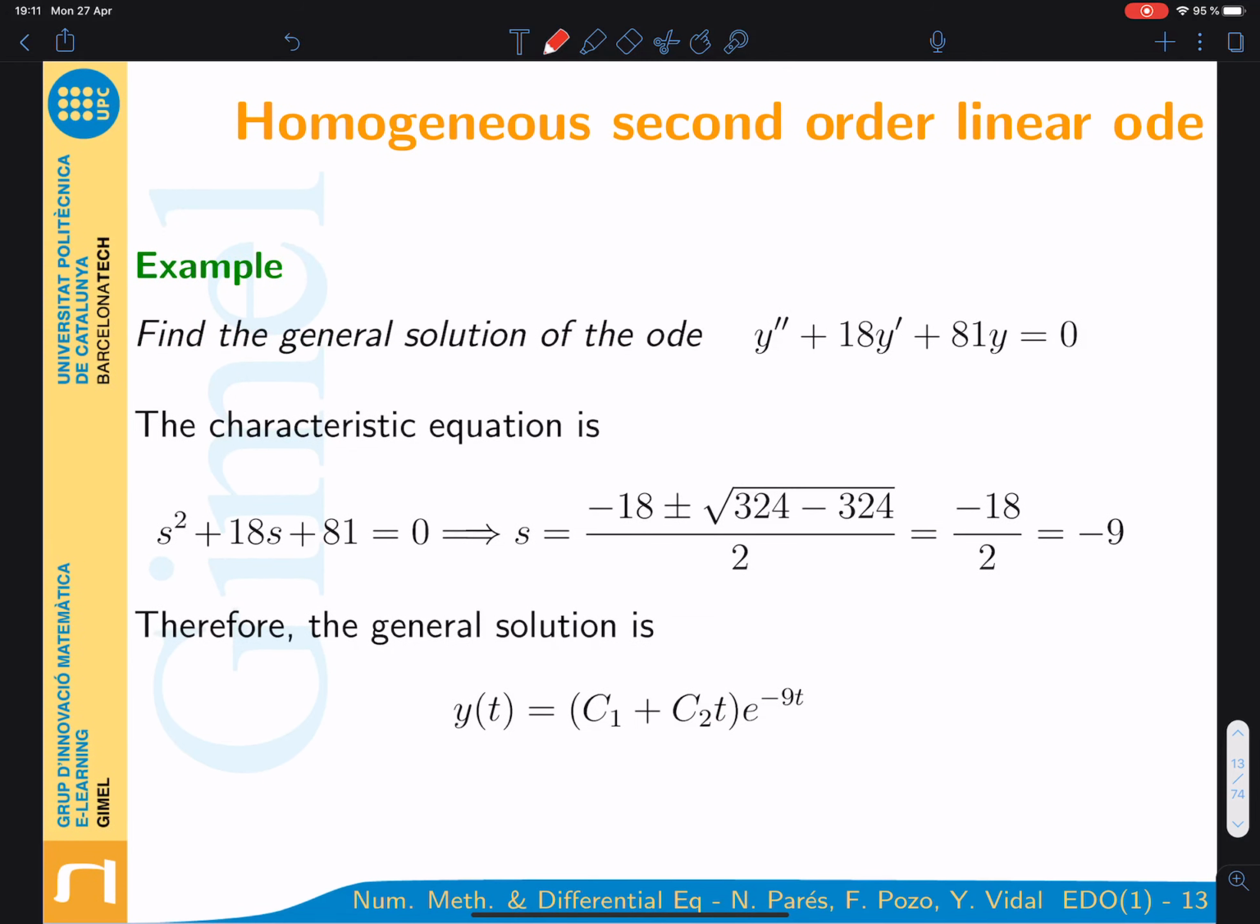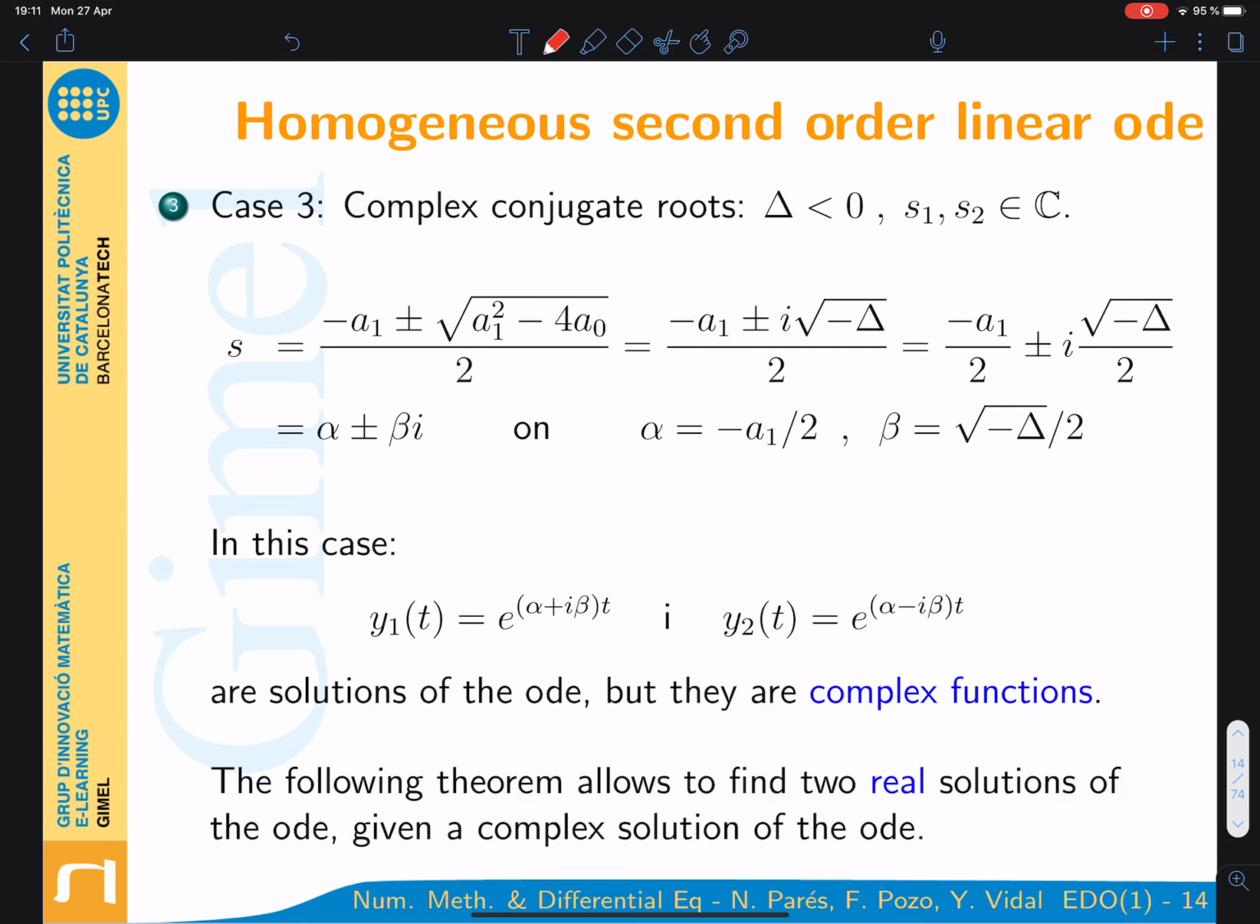Again, you have another example here. You can pause the video here and try to solve it yourself and see if you really understand. And we go now to the last case, which is case 3. Now, in case 3, we are very lucky because in fact, we obtain two different solutions. The only small problem we have is that they are complex, and we would like to have them in the real numbers. So let me show you here what's going on in this case.